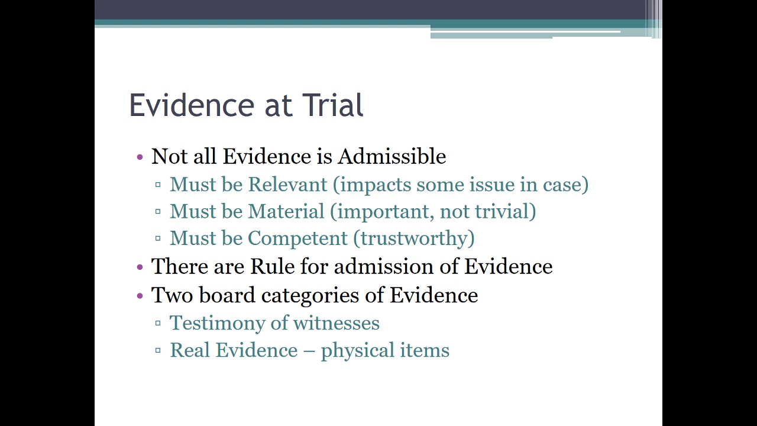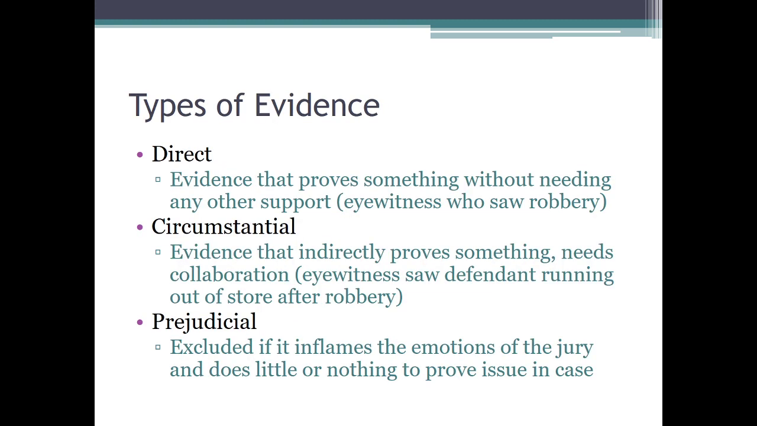There are two broad categories of evidence. We look at testimonial evidence, and then we look at real evidence. Testimonial evidence is the testimony of witnesses. Real evidence are your physical items. So, besides that division, we can also break evidence down as direct, circumstantial, and prejudicial evidence. These are not necessarily mutually exclusive categories.